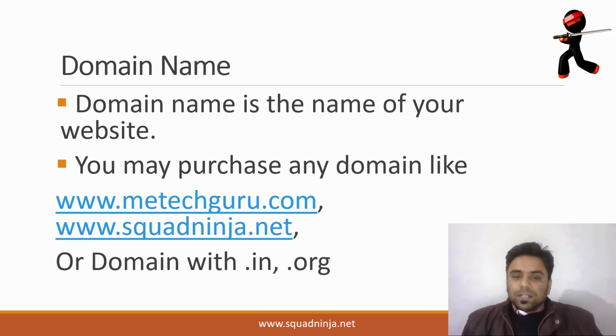Usually .com is the top level domain, but if you don't get it, then you can go for the .net. And if you are targeting a particular country, then you can have a country specific domain extension like .in, or if you are targeting the UK, then you can have it like .co.uk. So it depends on you, but if you want to target the overall world, then you should go for the .com domain, and if you don't get it, then you should go for the .net. So this is the domain name.